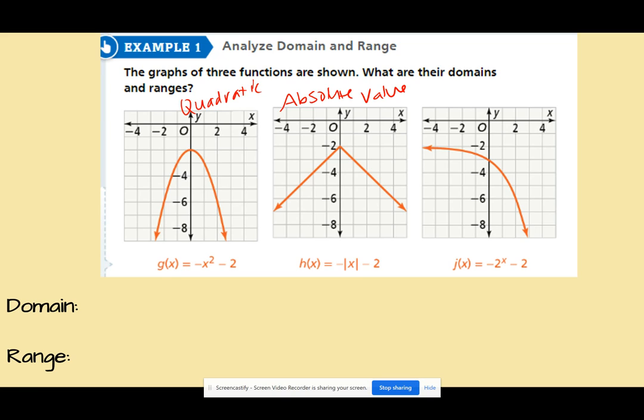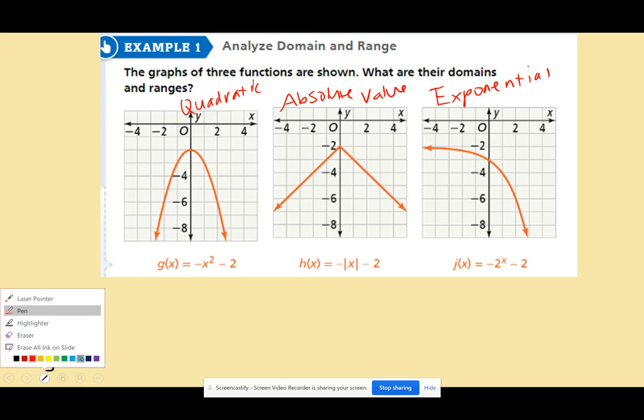And our last one kind of curves and makes the shape of a hockey stick, where it starts to taper out at the top and then gradually decreases very rapidly. So this one is an exponential function. You can tell from the equation because you see an x in the exponent. So now we need to talk about domain and range. And this can be tricky sometimes.